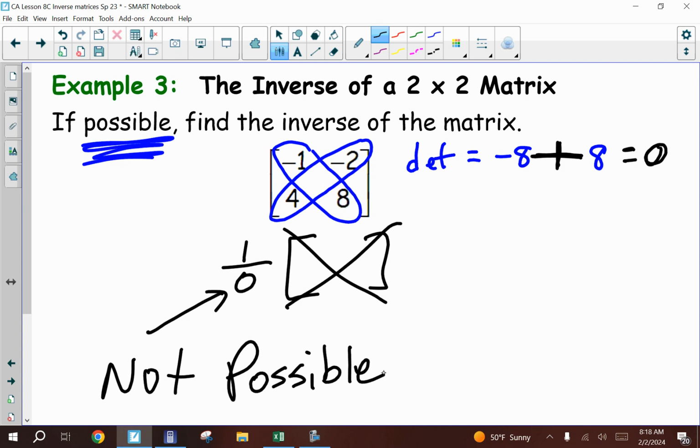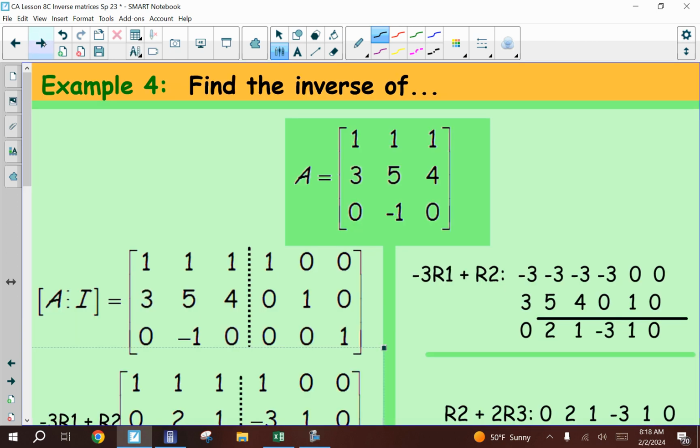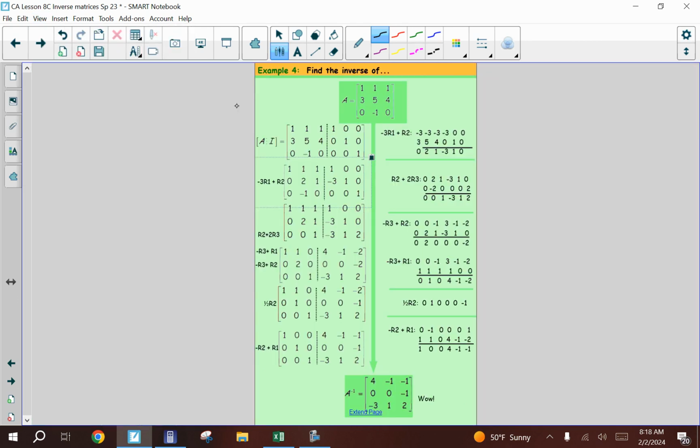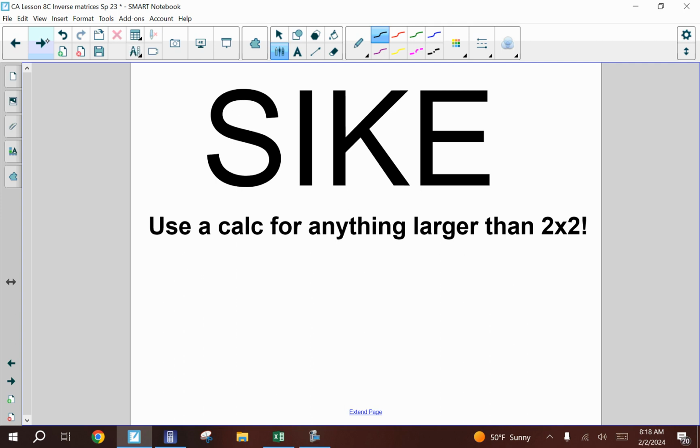Okay? So that's how you do a 2x2. And so I'm going to pause for a second, or you can pause the video, but I'm going to give you a second to copy this into your notes because this is how you do a 3x3. Psych! So we're not going to do 3x3s. That's crazy talk. We're just going to use a calculator.